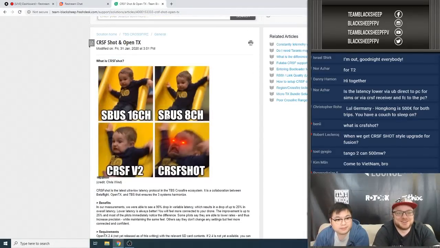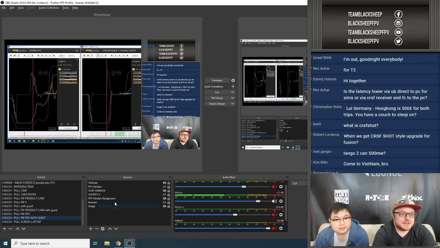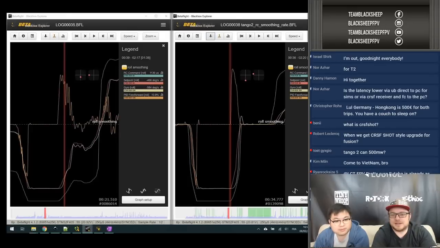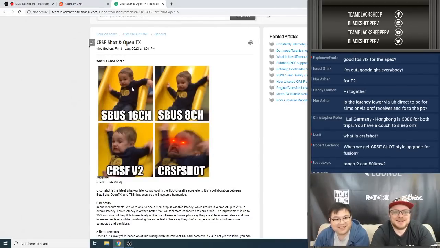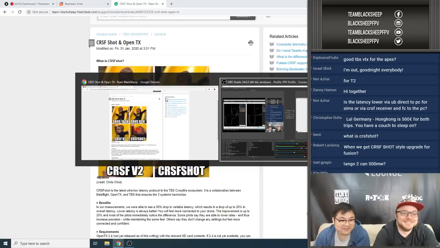So this here is, in short, what CRSFshot is. It's a comparison between SBus, CRSFv2, and CRSFshot. On a more serious note, this is the information coming into the flight controller if you don't have CRSFshot. That's CRSFv2, which is already a super fast protocol. And this one here is CRSFshot. This is the improvement between CRSFv2 and CRSFshot, which, if we go back to the scale, is between these two. So imagine going from here to here.